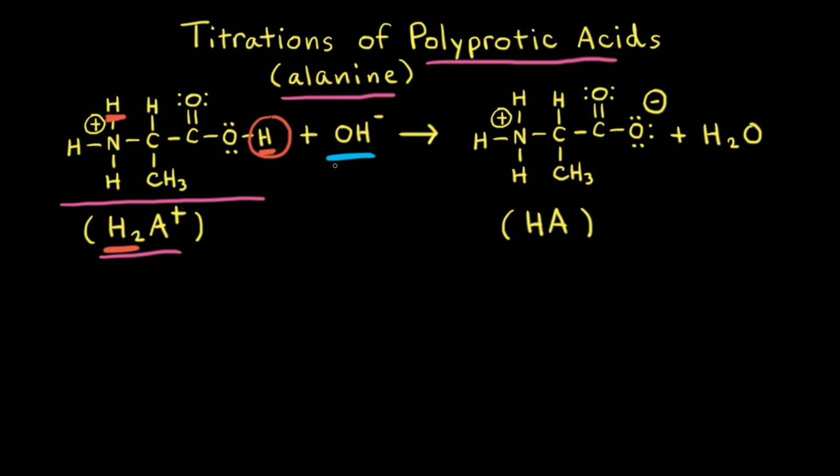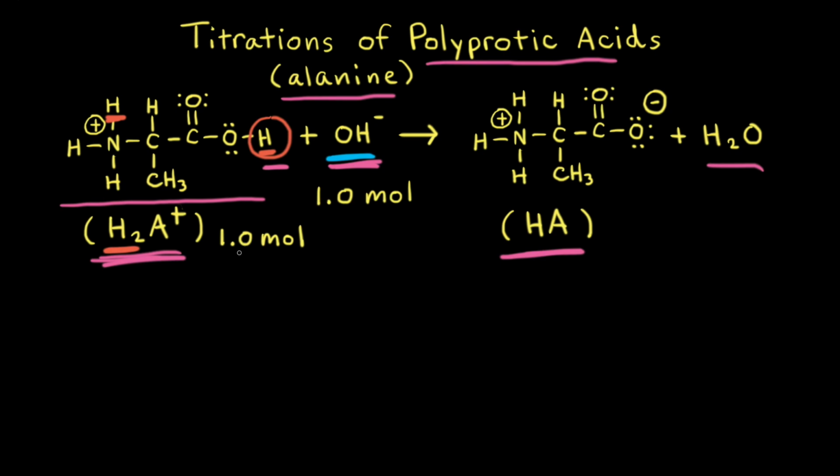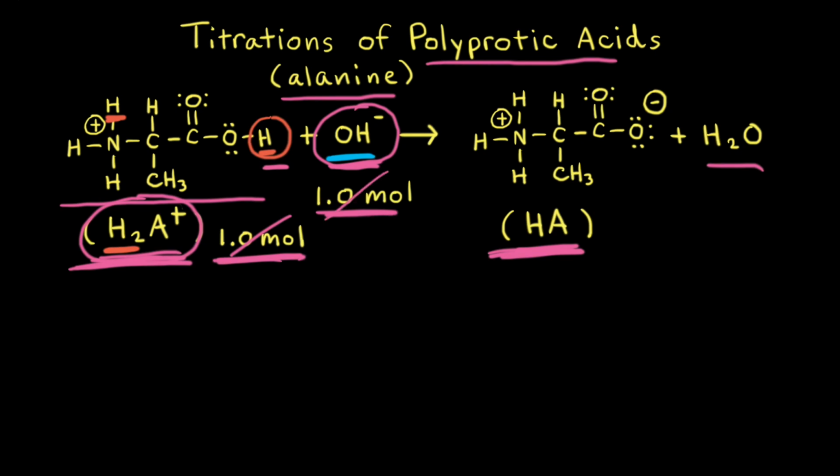Therefore, when we add some hydroxide anions to the solution, the hydroxide anions will pick up this proton and form water, and convert the protonated form of alanine into the overall neutral form of alanine, HA. Let's say that we start out in our titration with 1 mole of the protonated form of alanine, and then we add in our hydroxide anions. After we've added in 1 mole of hydroxide anions, we've completely neutralized the protonated form of alanine, and H2A+ is converted into HA. So 1 mole of H2A+ reacts with 1 mole of hydroxide anions to form 1 mole of HA.